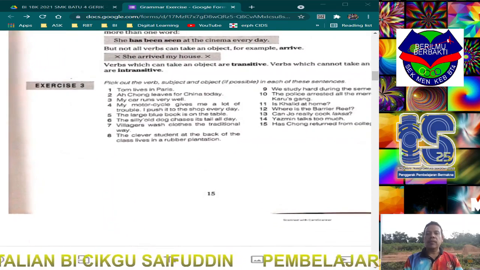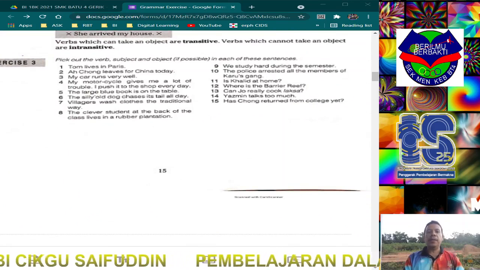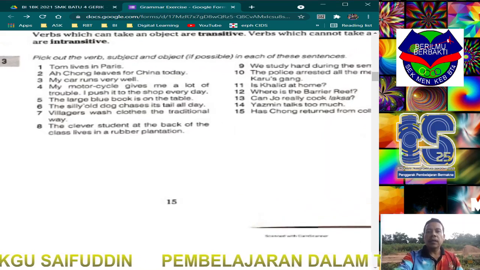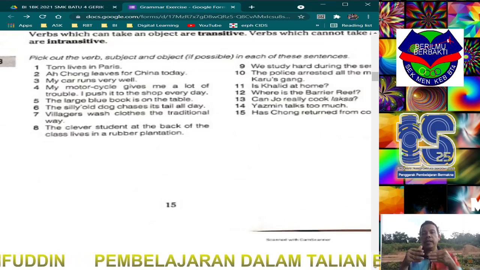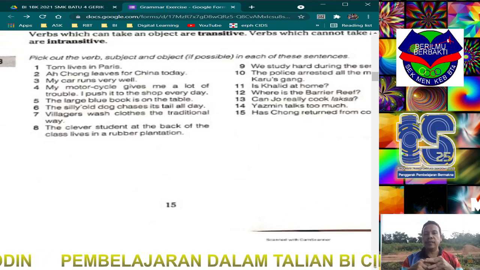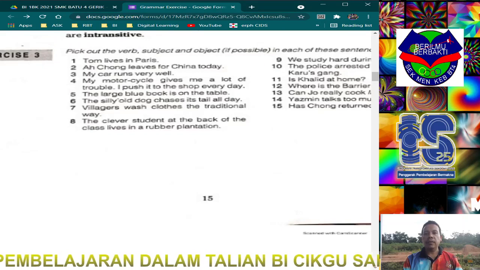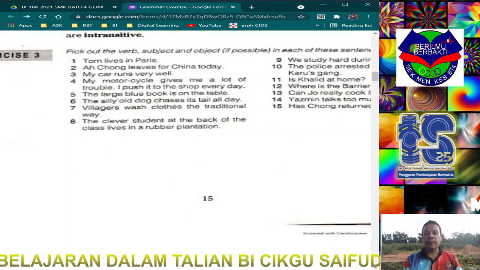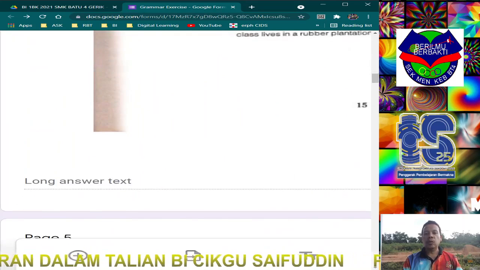Okay. This is for your exercise. Pick out the verb. Exercise 3. Pick out the verbs, subject and object if possible in each of these sentences. Okay, number 1, Tom live in Paris. Okay, anda kena kenal pasti apakah dia verb dia, subjek dia dan objek dia. Okay, jawab di sini nombor 1.